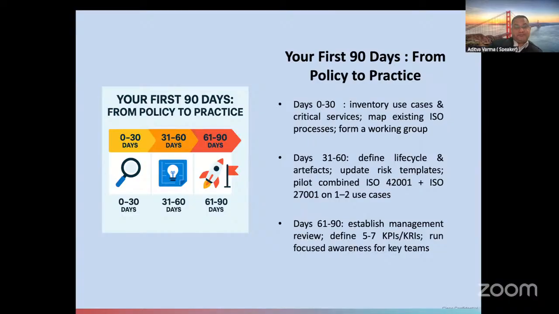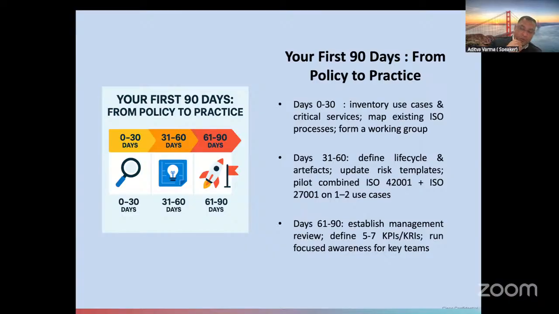So you will not have a perfect 42001 implementation at the end of 90 days, trust me. But you will have shifted your organization from policy to practice and built a foundation that can scale. As they say, the foundation is very important. And most of these frameworks, that is what they're trying to do for your organization, give you the right foundation.